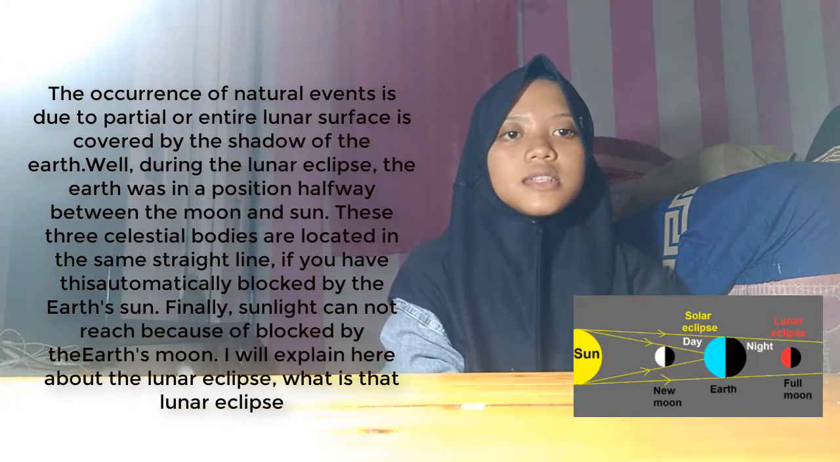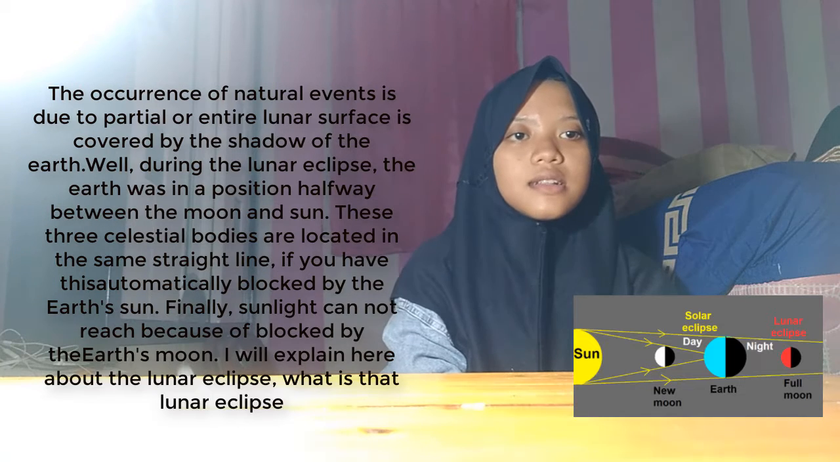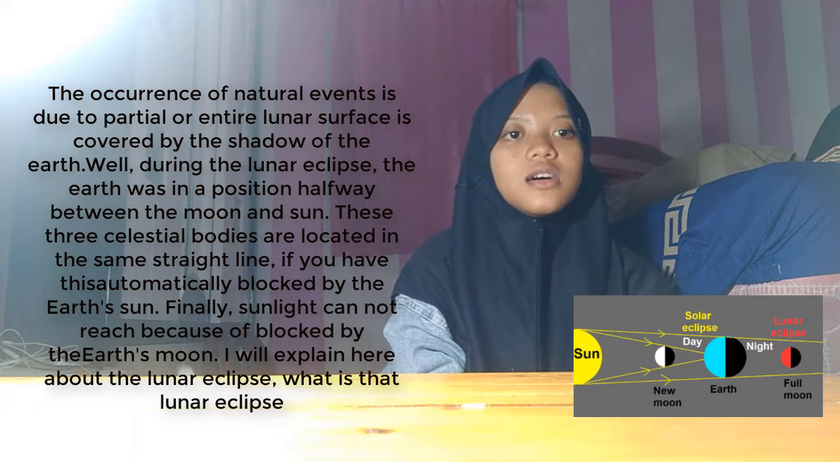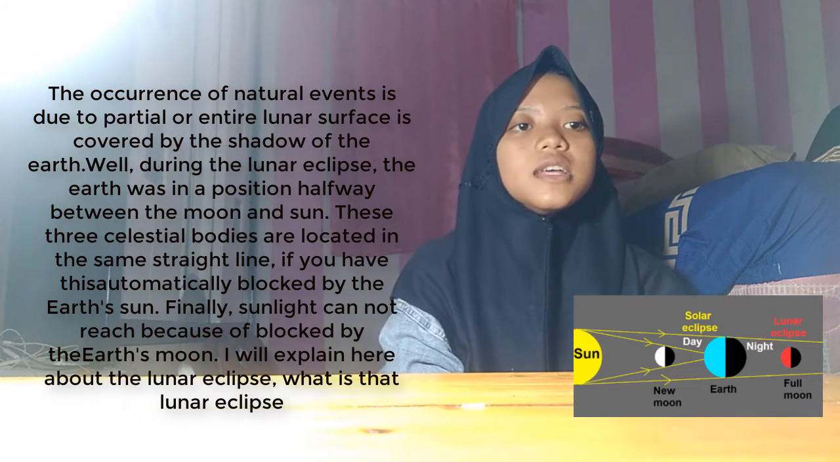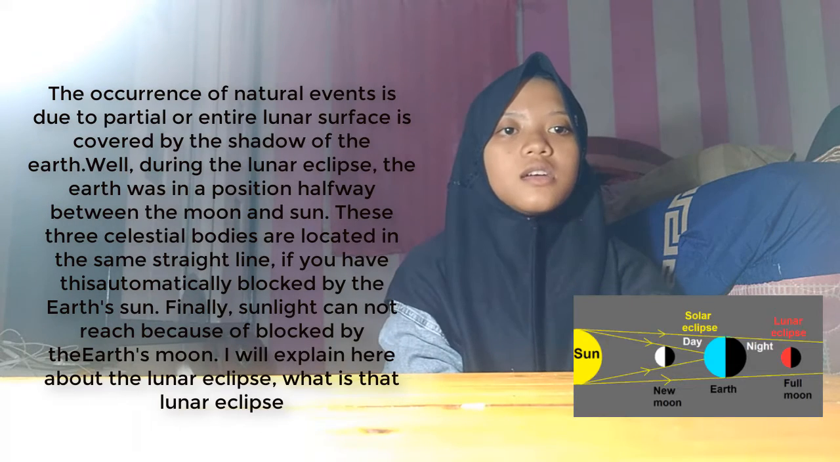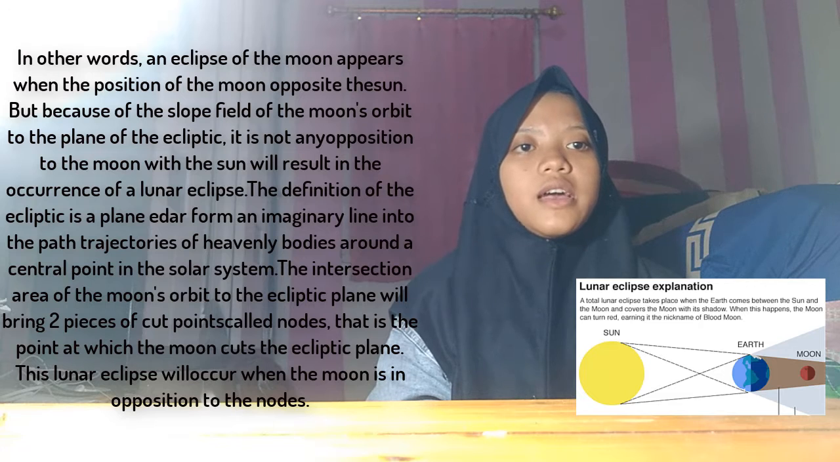These three celestial bodies are located in the same straight line. The Earth blocks the Sun, so sunlight cannot reach the Moon because it is blocked by the Earth. An eclipse of the moon occurs when the moon is in opposition to the sun.